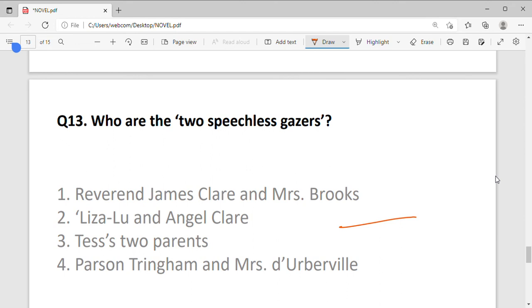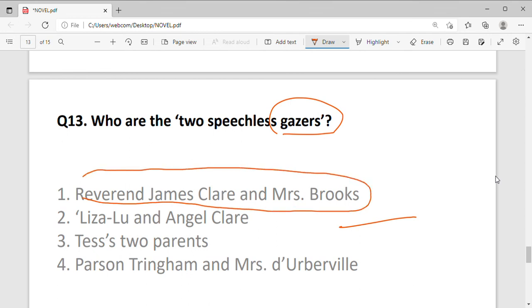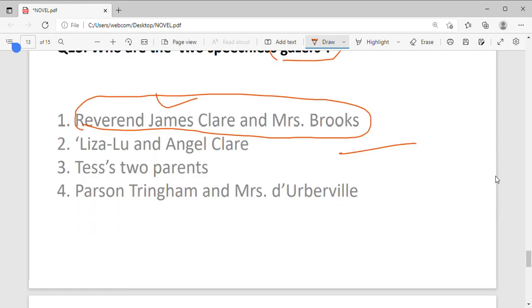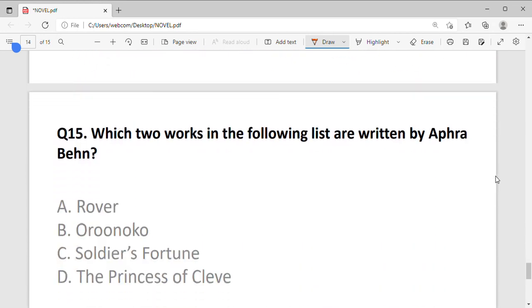Then we have: who are the two speechless gazers in Tess of the d'Urbervilles? They are Reverend James Clare and Mrs. Brooks. I didn't beat around the bush and came directly to the answer. Right? Because these are the characters here and we just directly have to come to them. And besides this, we can just read the summaries and read the themes. So you can refer to SparkNotes or LitCharts to read their complete summaries, because that is very important. These are very famous works.